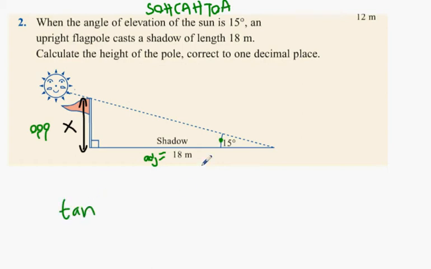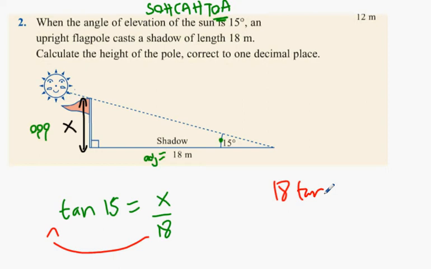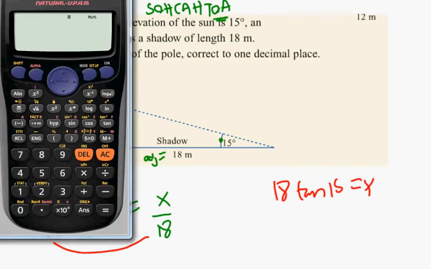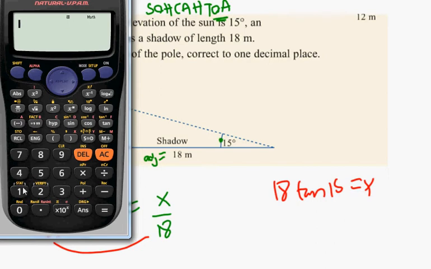Tan. So tan what? Tan what number? Tan 15, because it's always the angle that goes beside sine, cos, or tan, equals what? O over A. X over 18. Bring the 18 up, and you're going to get 18 tan 15 equals X. Please make sure your calculator says D on the top. D for degrees. 18 tan 15.